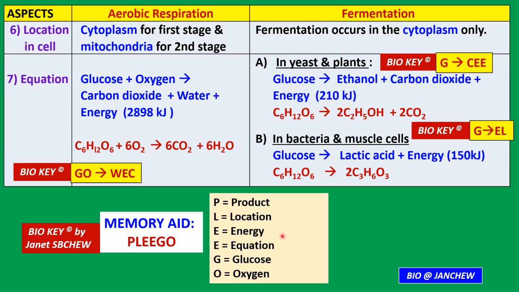E is for energy. How much energy is released? How many ATPs, right? For aerobic respiration and fermentation, how many ATPs are produced? Or how much energy is released in kilojoules? And then E for equation, so the word equation is here, you can write. So it will remind us to write in the word equation. G is for glucose, whether glucose is broken down partially or completely. And then O for oxygen. Is oxygen required by the cell during the process of aerobic respiration and fermentation? Okay, so this is the memory aid that you can use to recall all the different aspects.